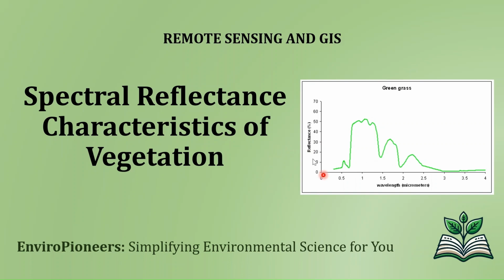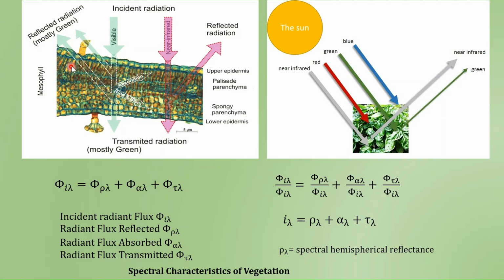So in this video, we are going to understand the different factors which are responsible for this variation in the reflectance pattern across the different wavelength ranges, and which give the unique spectral reflectance characteristics to the vegetation. The vegetation receives the electromagnetic radiation either in the form of direct or diffuse radiation. So when the light is incident on the leaf, some portion is reflected, some portion is absorbed, and some portion is transmitted through the leaf.